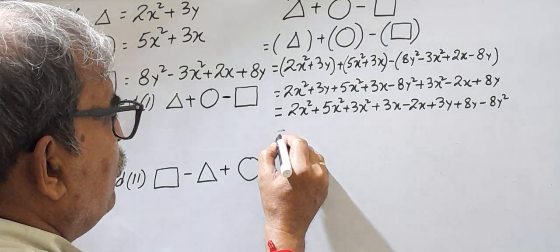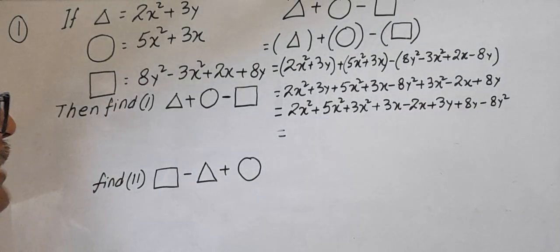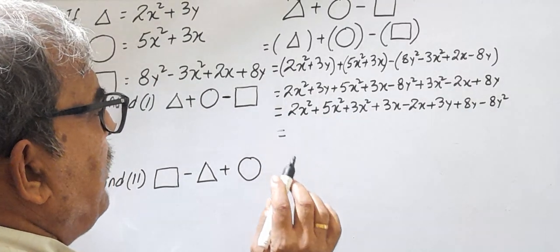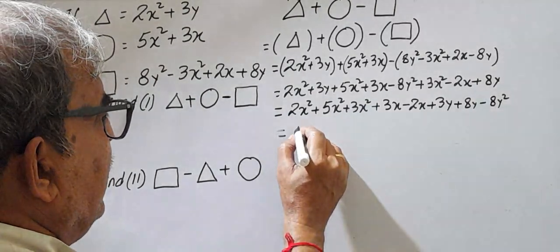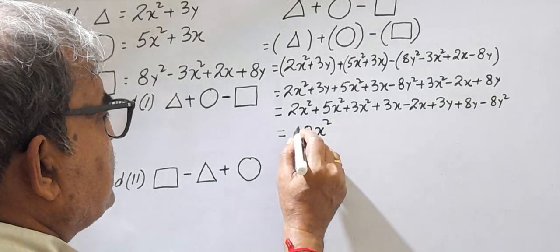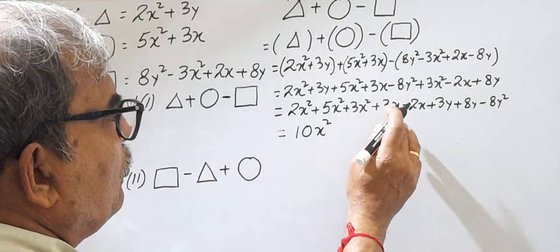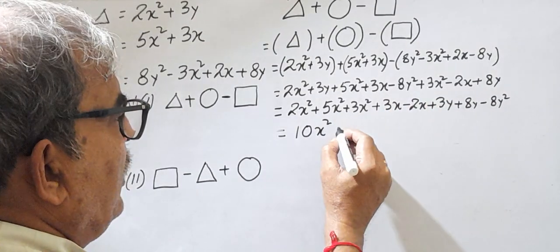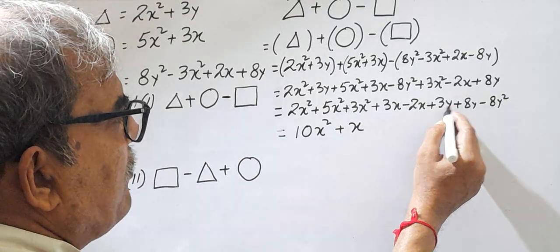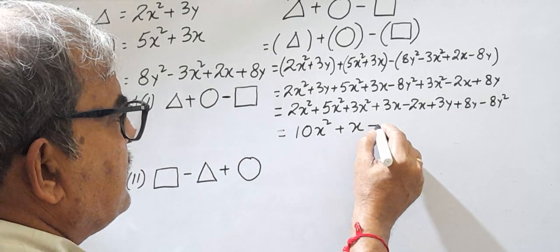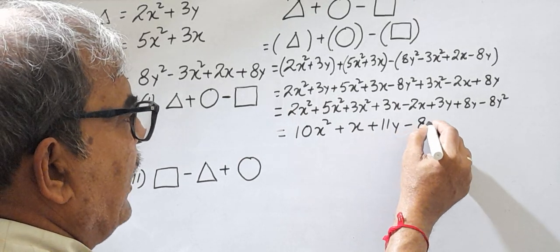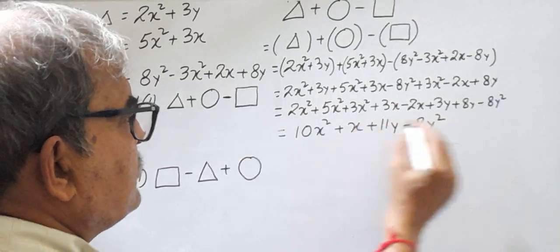Now you see, x square, it is all alike. So it is 2 plus 5 plus 3 is 10x square. It becomes 10x square because all the x square here are like. And now 3x minus 2x, only 1x, it is also like. And this is 3y plus 8y, this is also like, it is 11y, and this is minus 8y square. This is the answer of the first question.